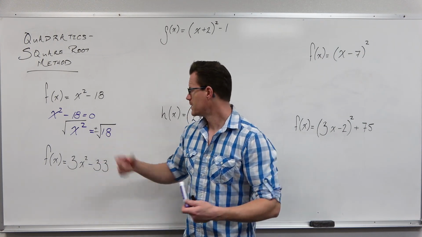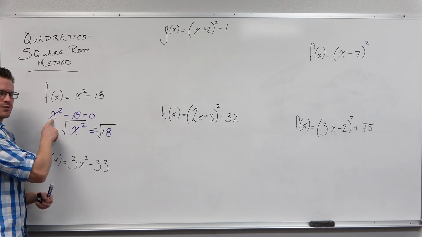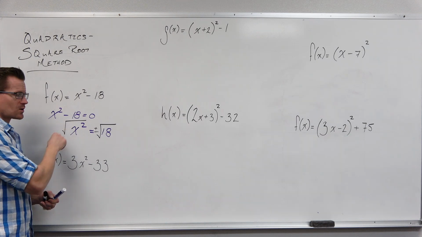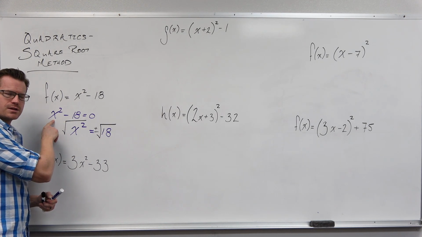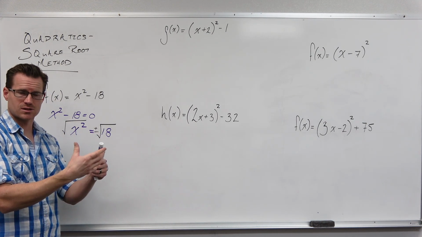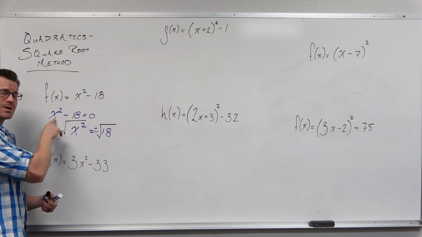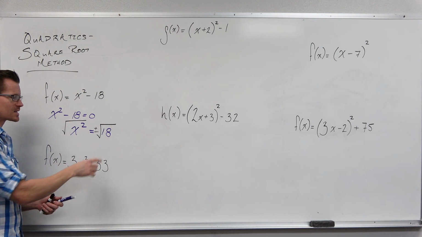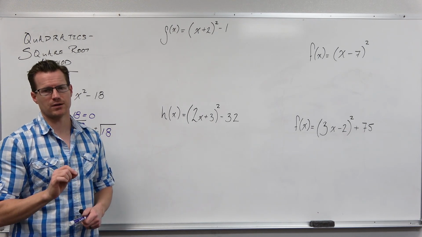I can plug in square root of 18 here. Square root of 18 squared is 18. 18 minus 18 is 0. I can plug in negative square root of 18 here. Now that's kind of weird to think about, but squaring a negative gives me a positive. Squaring the square root of 18 gives me 18. If I plug in the negative square root of 18 and square it, I'm going to get 18. 18 minus 18 is 0. Both of those solutions are valid for this.